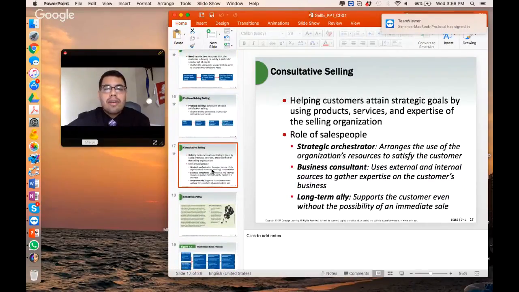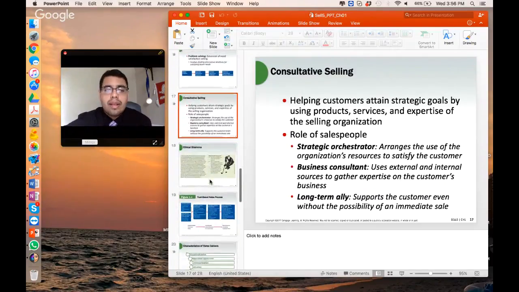And then there's consultative selling, helping customers attain strategic goals by using product, services, and expertise. Again, this is when we're saying the salesman is a consultant, not the manipulator. Strategic orchestrator, business consultant, or long-term ally. Because remember, there are some insurance agents that, believe it or not, do become your long-term ally in any situation. A hurricane comes in, you have to go to that one insurance agent. They did sell you a product. However, they're also there to consult you in the claim, okay?